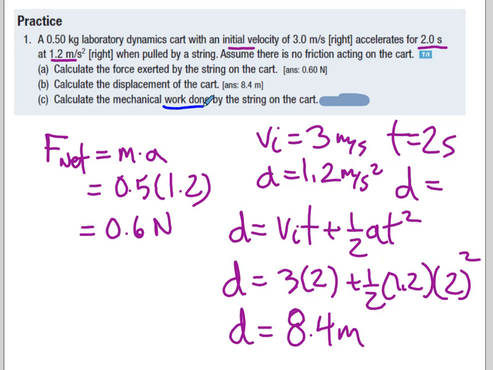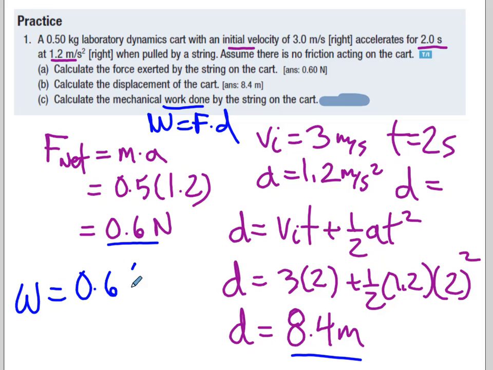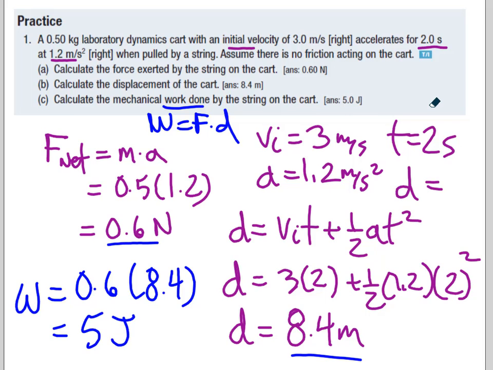And then calculate the mechanical work done by the string on the cart. Okay, so now again, work. We have F, which we have D. So if we take our work, 0.6 times 8.4, should be about 5 joules. Okay, and there we are.